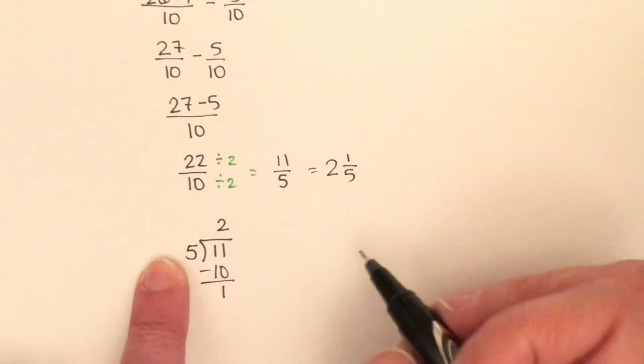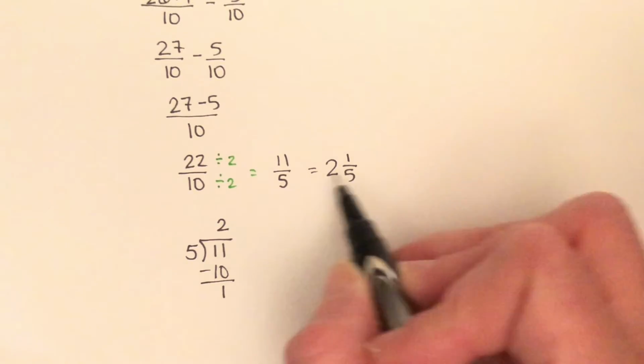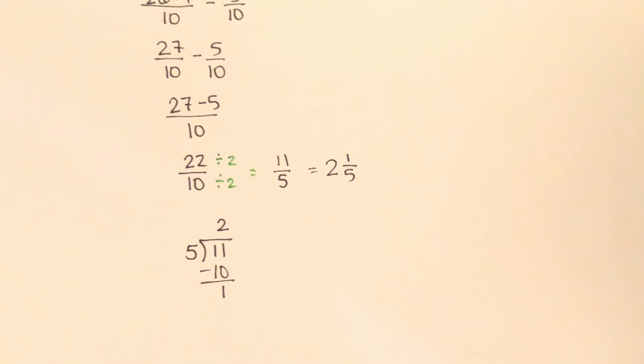2 and 1/5. You can use around the world here to double check it. The 5 is 5 right here. 5 times 2 is 10. 10 plus 1 is 11. So it does check out.